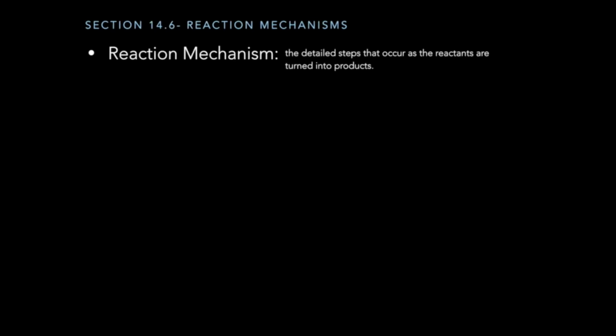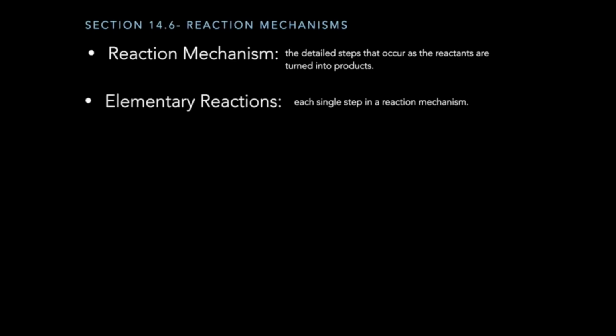The reaction mechanism is the detailed steps that occur as the reactants are turned into products. So when you see one single reaction with reactants and products, that's not all that's going on. There's a lot of behind-the-scenes action that's happening. You rarely will see reactants and products as the only thing involved in the reaction. Instead, reactants will be transformed into intermediates, which are then eventually going to be turned back into products. So there are a number of steps that occur.